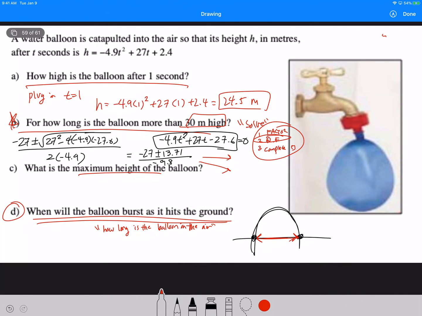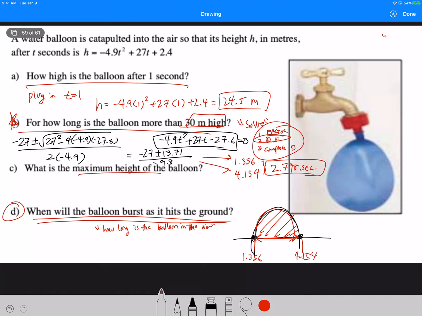Now here, what we're going to do is find those 2 solutions. Negative 27 plus 13.71 divided by negative 9.8. One of my solutions I get is 1.356. And the other answer I would get is if I were to subtract, so negative 27 minus 13.71, and then I'm going to divide that by negative 9.8. So you get 4.154. So those 2 solutions, the times, would be 1.356 seconds and 4.154 seconds. Obviously, to find our answer, we just need to subtract these 2 and you get the duration of the time will be 2.798, approximately 3 seconds that this ball was above 30 meters high.